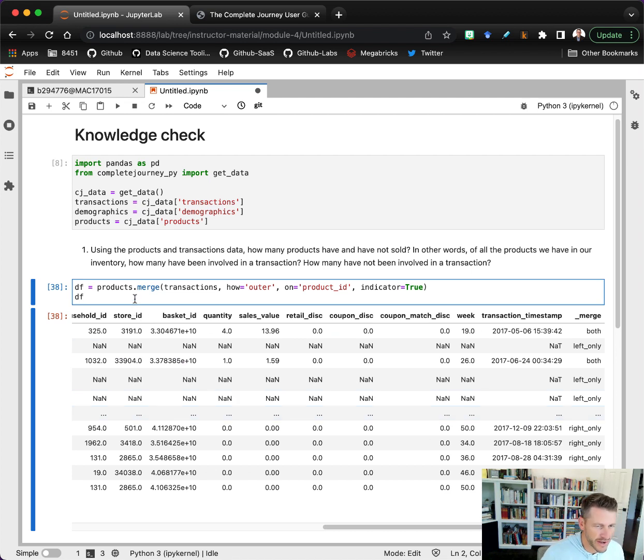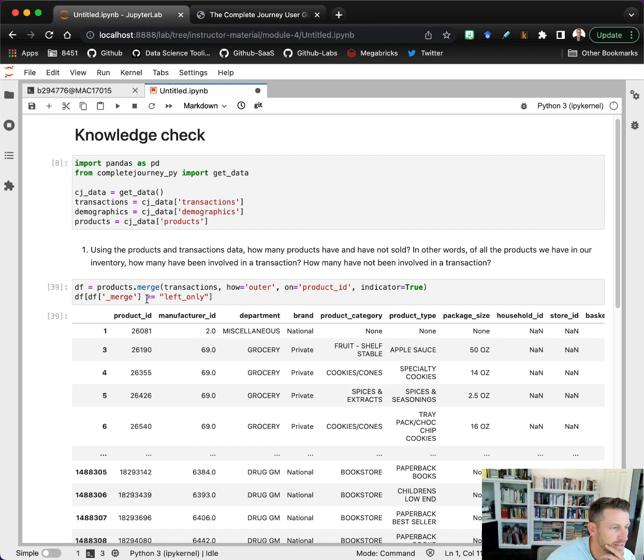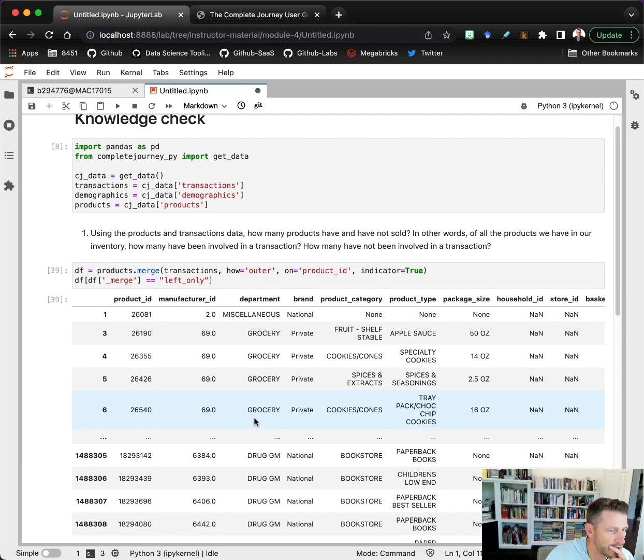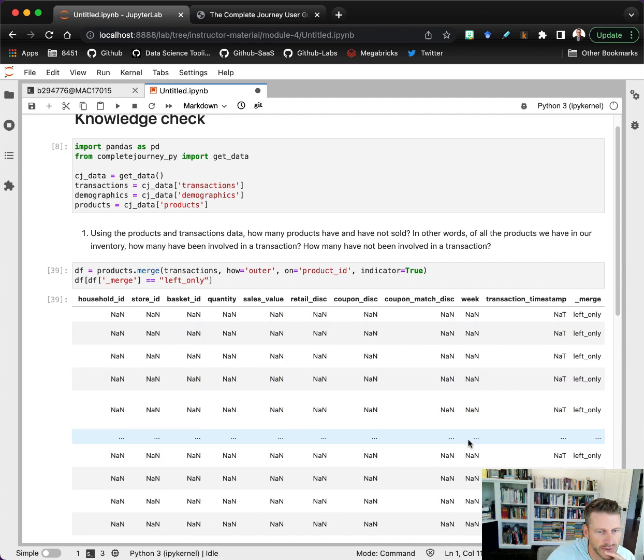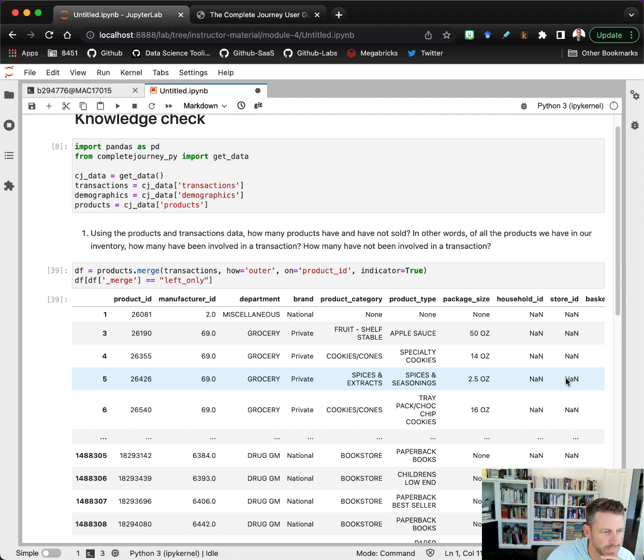So what I can do is I can go ahead and say I want to filter for where underscore merge, that column, right, is equal to left only. Okay, and so I could actually just include this in a DF. There we go. So now here are all of those products that are left only. All the product IDs that are in left only that don't have a matching transaction.